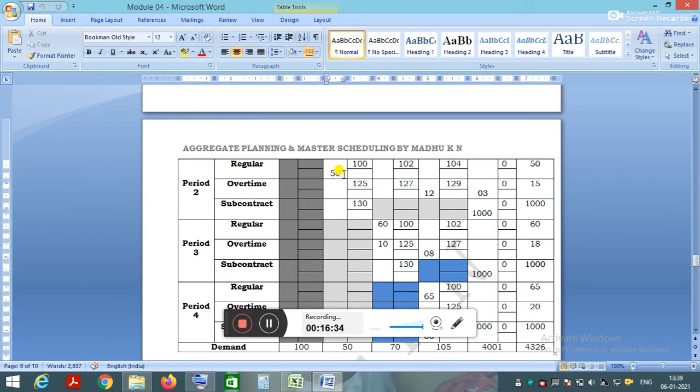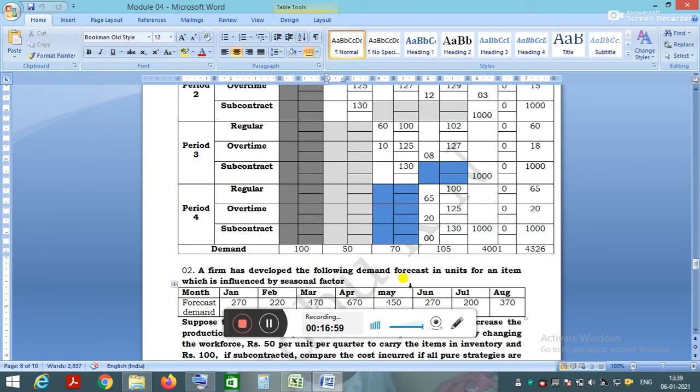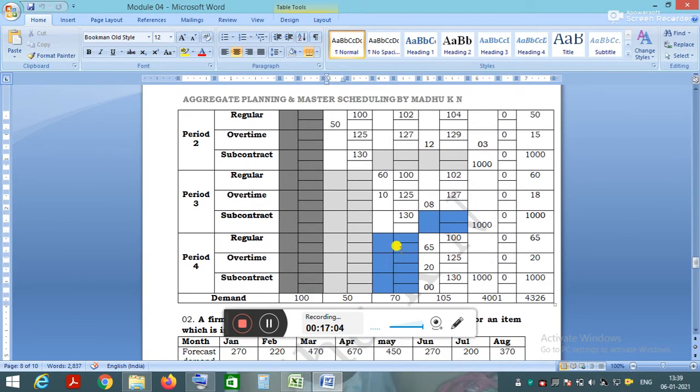Okay, we have not utilized the overtime and subcontracting in period 2 because our demand is met in the regular time itself. There is no necessity of using overtime and subcontracting. Okay, now move to period 3. Here the demand is 70.